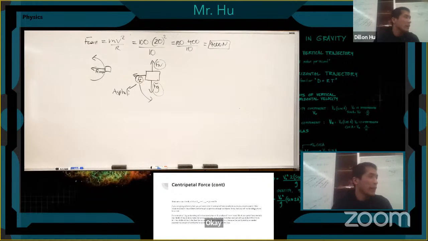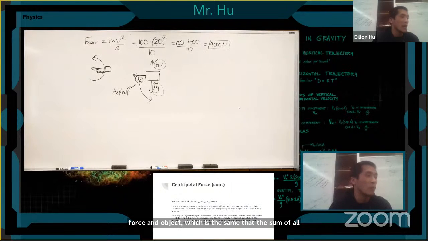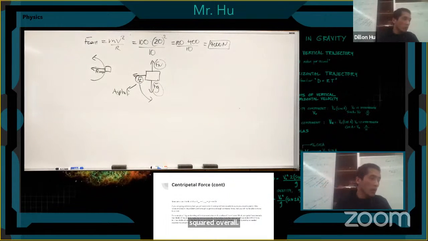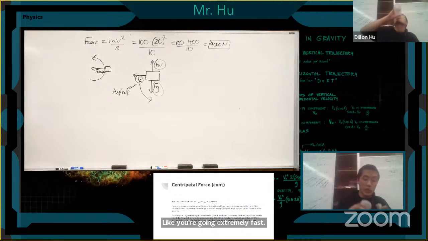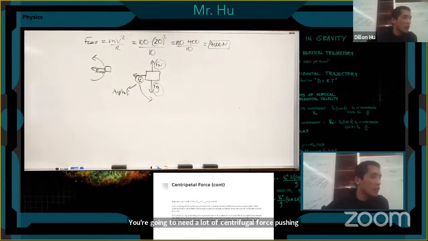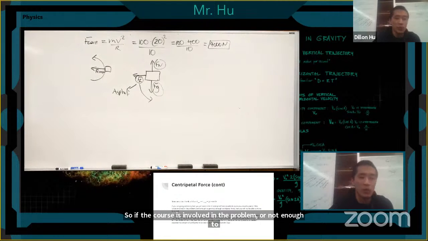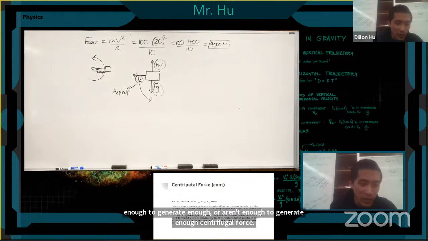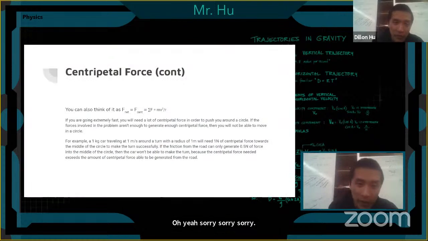So another way of thinking about it is that the net force on the object is the same as the centripetal force on the object, which is the same as the sum of all forces on the object, which has to equal mv squared over r. So if you're going extremely fast, you're going to need a lot of centripetal force to push you around in a circle.